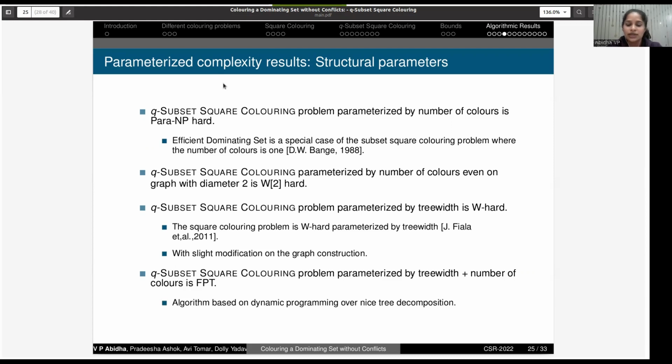Now the interesting result is that when we parameterize by tree width plus number of colors, we can show that the Q subset square coloring problem, parameterized by tree width plus number of colors, is FPT. And for this, we are using a standard technique, that is dynamic programming over tree width.